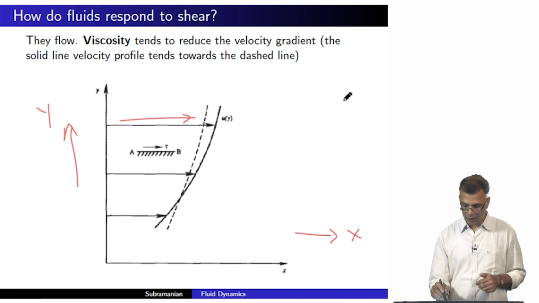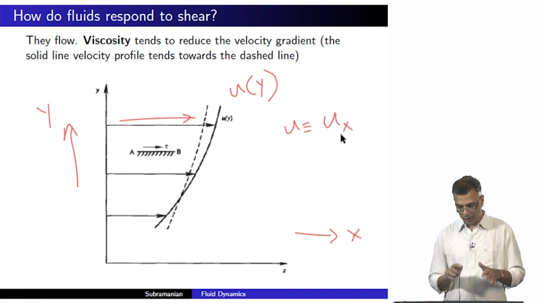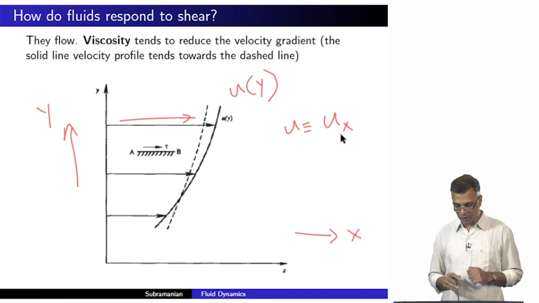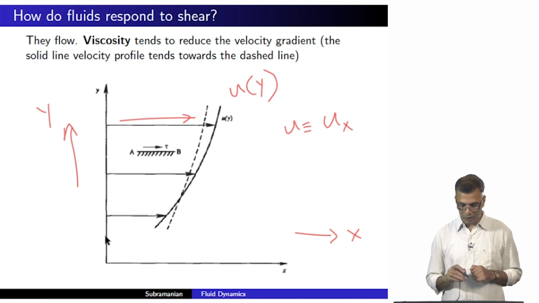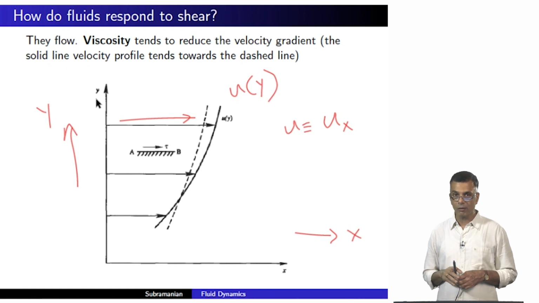Okay, so the velocity is only in the x direction. What's written as ux here is essentially the x component. U is the x component of velocity, and that's the only component of velocity there is. So what this diagram is saying is that the x component of velocity varies with y. So this, for instance, could be representative of a fluid like, say, honey.